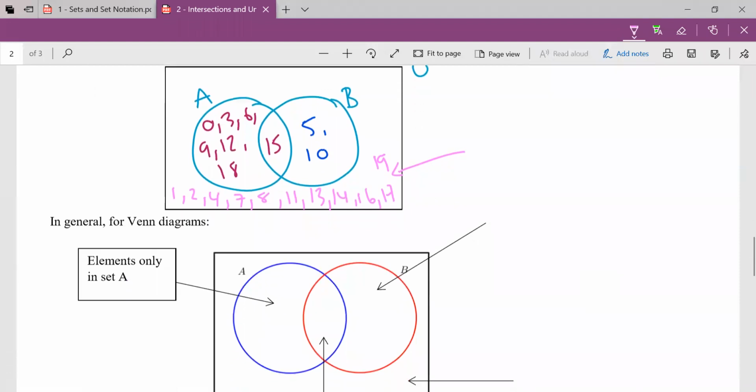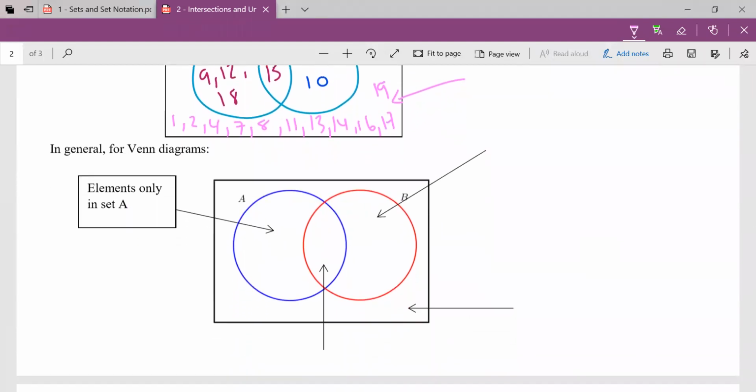So what do we have? What I need you to think about is the different regions as you're doing this. I've got one labeled for us already: the elements only in set A. That's this moon right here. I'll shade it in light blue.